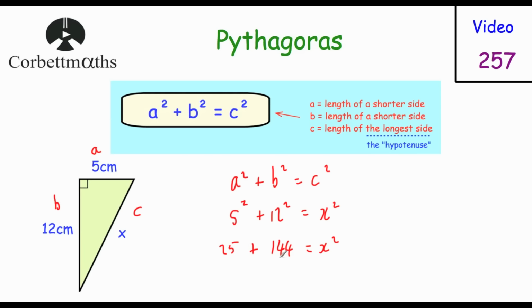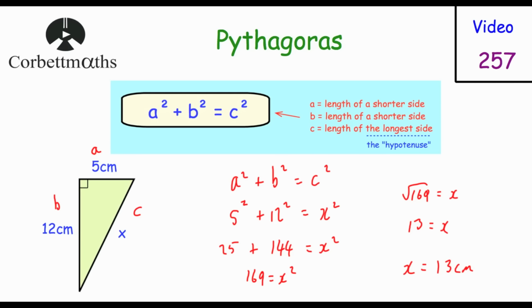Now 25 plus 144 is 169. So that gives us 169 equals x squared. Now obviously x is the length of the side here, so we can square root both sides. So that gives us square root of 169 equals x, and the square root of 169 on your calculator is 13. So 13 equals x. That means that x equals 13 centimeters, and that's it.